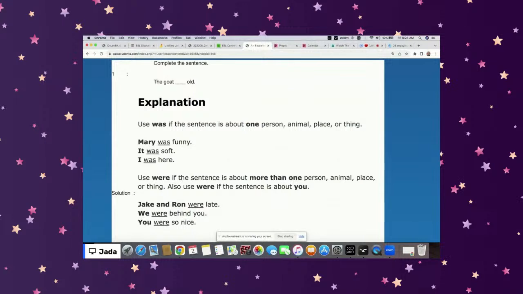It was Groundhog Day. I was playing with my mom. I was getting my bag. Okay, good job. It was sunny. It was Groundhog Day. I was playing with my mom. I was getting my bag. Okay, good job, everyone. So that is it for was. Was, you talk about one person, animal, place, or thing. All right, we will move on to were.